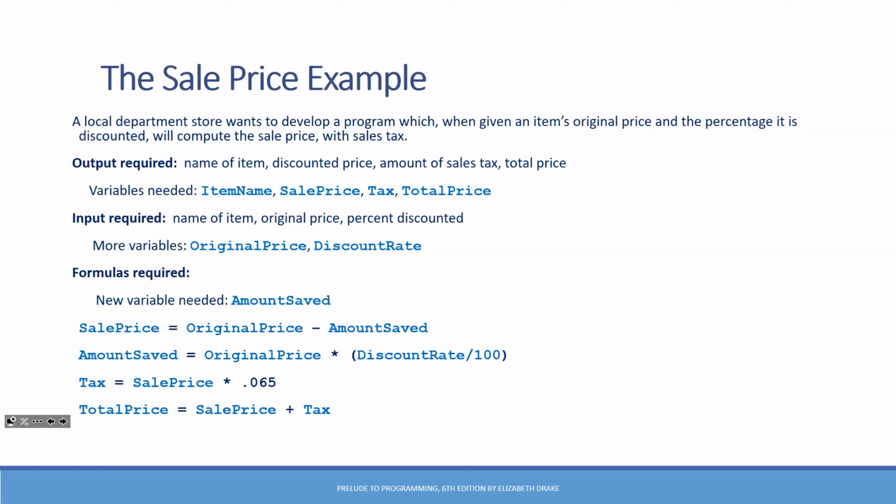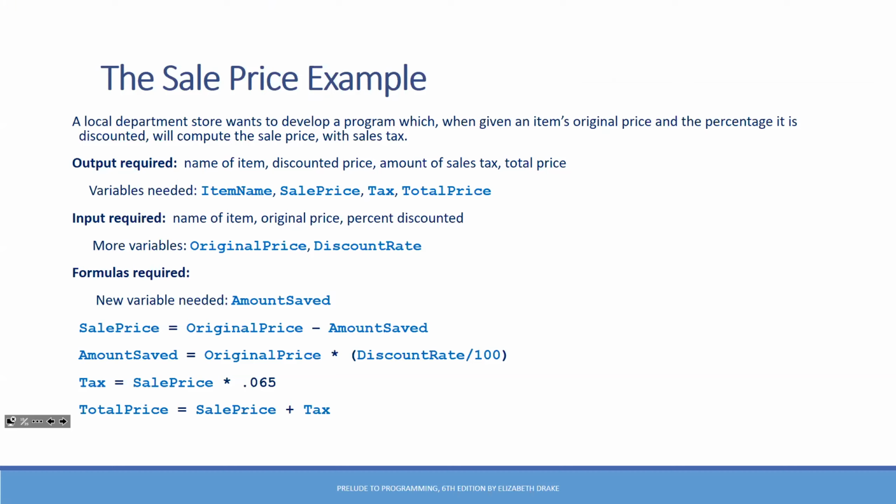So we want to be able to hold some data that we get from our user. So we need variables to hold the name of that item that we're working with, the original sale price of that item, the tax amount that we calculate, and the total price. So I guess total price would be the sale price plus tax. So we'll see, we might need some additional variables as we go.